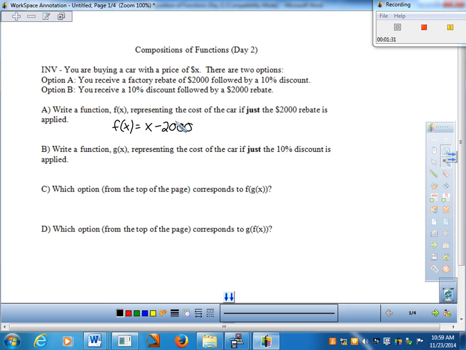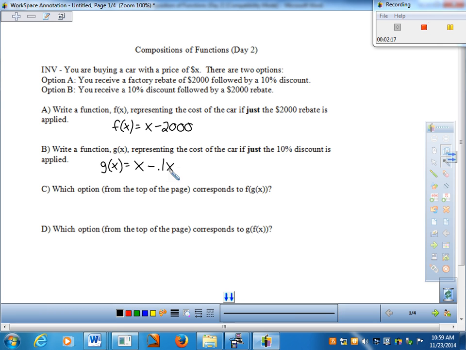Then we go to part B, write a function g of x representing the cost of the car if just the 10% discount is applied. Okay, so let's see how this plays out. We might take this in two steps. So how do I get the new price of the car? Well, I start with the original price of the car, and I'm going to take a 10% discount off of it. So what that means essentially is I'm going to subtract 10% of the original price. This is unsimplified, by the way, so I'm going to take a moment and simplify this. But that would essentially be the function: the original price of the car minus 10% of the original price.